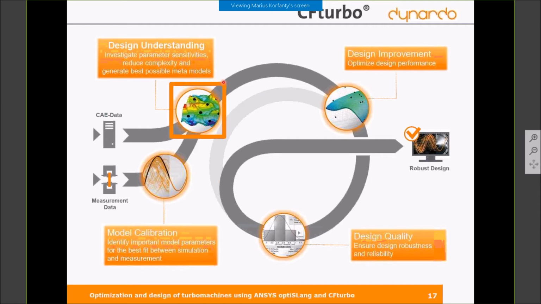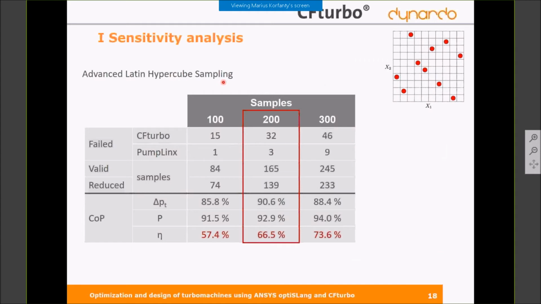Now the geometry and the optimization cycle have been designed, and a sensitivity analysis can be done for better design understanding. The main goal is to investigate the sensitivities of the parameters. The advanced Latin hypercube sampling was used to scatter the parameters in the design space. Three analyses with different numbers of samples have been carried out.